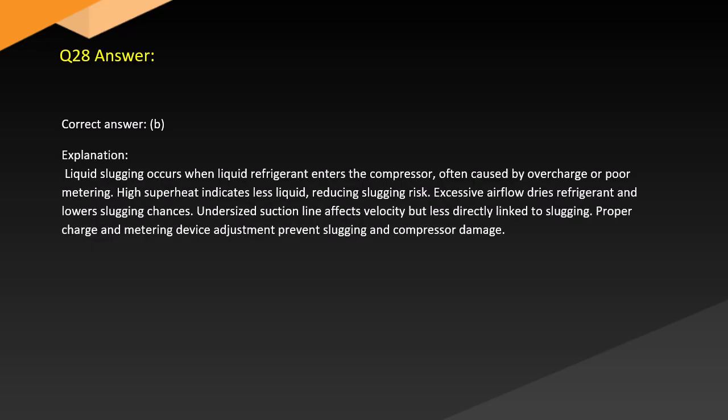Answer. Correct answer: B. Explanation. Liquid slugging occurs when liquid refrigerant enters the compressor, often caused by overcharge or poor metering. High superheat indicates less liquid, reducing slugging risk. Excessive airflow dries refrigerant and lowers slugging chances. Undersized suction line affects velocity but is less directly linked to slugging. Proper charge and metering device adjustment prevents slugging and compressor damage.